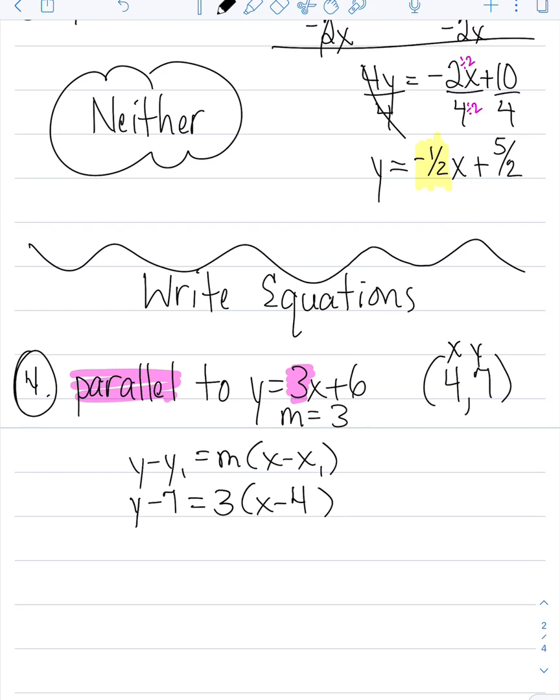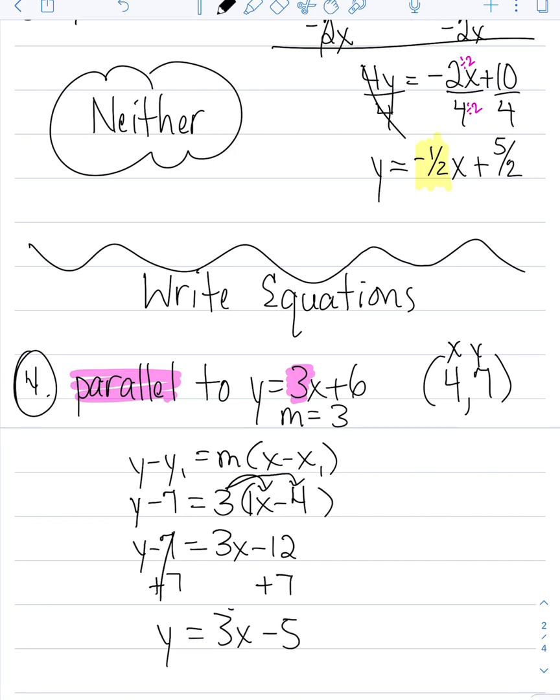But let's go ahead and get it into slope-intercept form, because it seems like that's what everything is in today. So I do my distributive property. 3 times x is 3x. 3 times negative 4 is negative 12. I'm going to add 7 to both sides. So y equals 3x minus 5. And I do notice those have the same slope, so we are good.